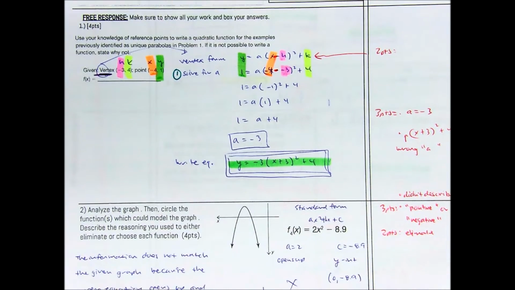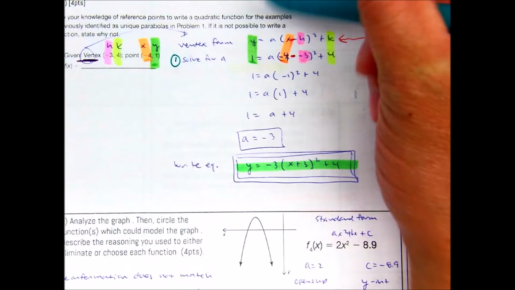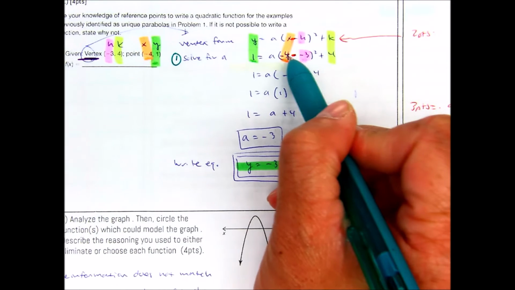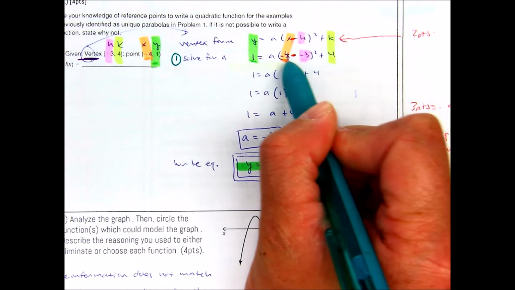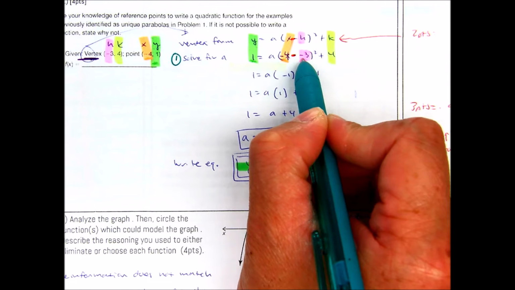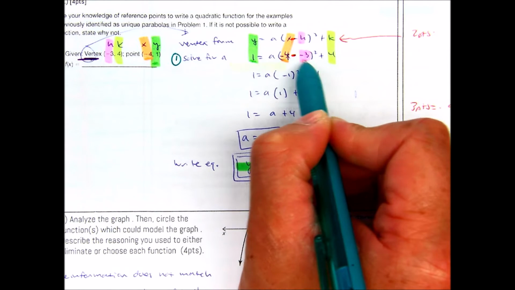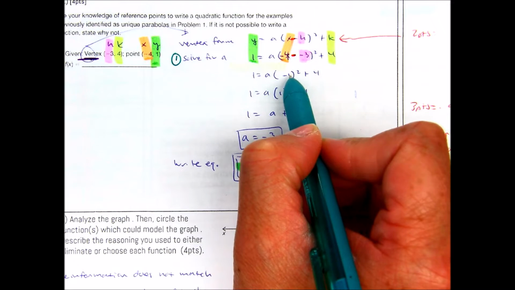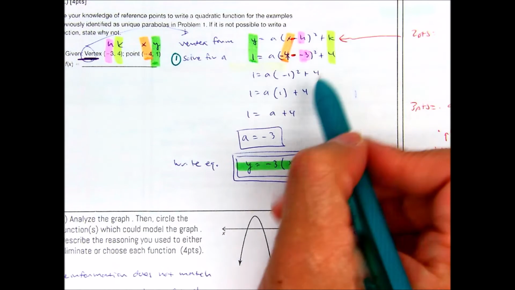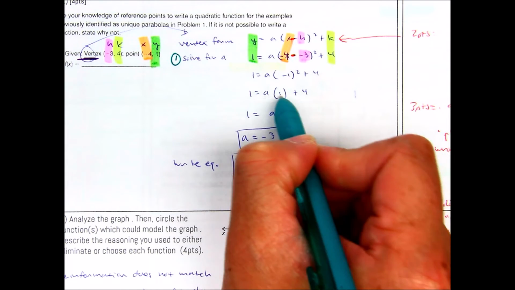When I substitute these values in, you will have 1 equals a(-4 minus -3) squared plus 4. Again, if you're struggling with those integers, use your calculator. This is a plus sign. Opposite of a negative is plus. So -4 plus 3 is -1. -1 squared is 1. Okay, right here, students are struggling. So this is 1 times a, right?